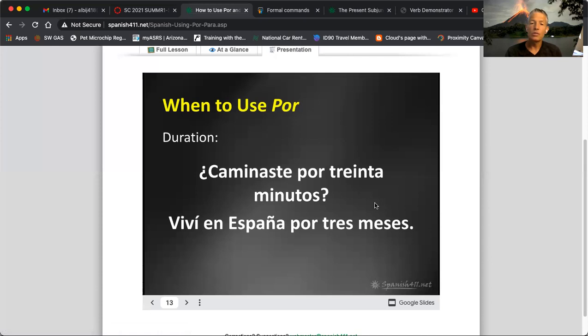Caminaste por 30 minutos. Did you walk for 30 minutes? That's a specific period of time. Viví en España por 3 meses. I lived in Spain for 3 months. So for a certain duration of time, you're always going to use por.